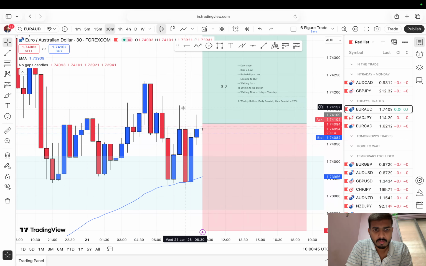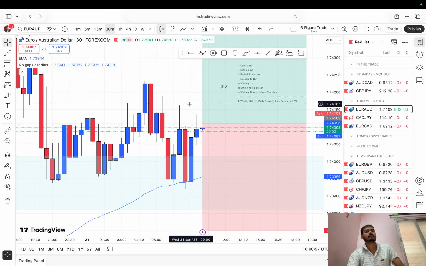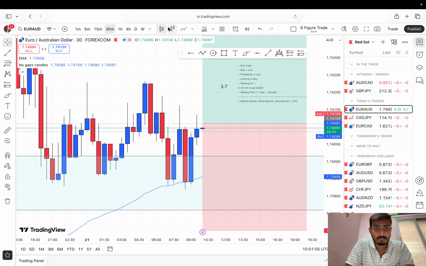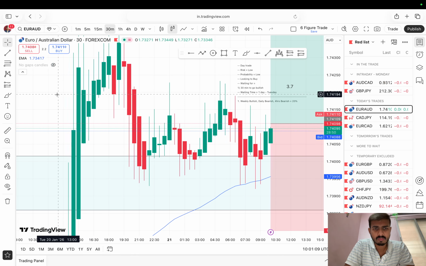Let me check. The closing of this candle, I'm checking this price. 93, 95, 93, 94, 93, 94, 95. 2 pip difference. How about this icon? I never tried this.